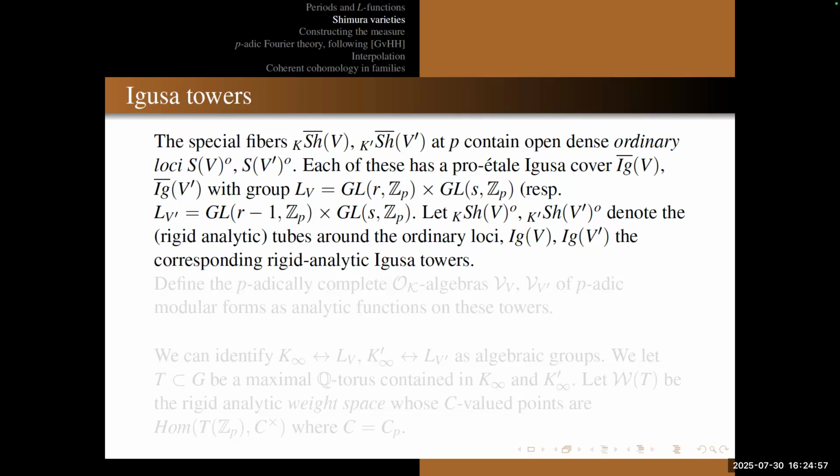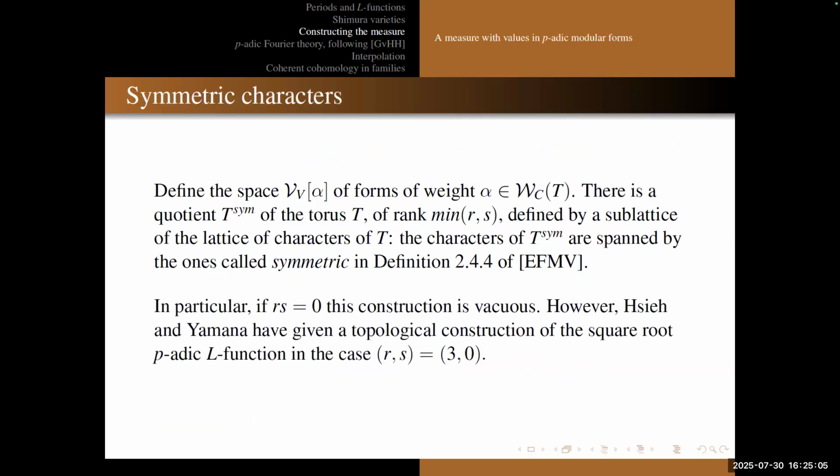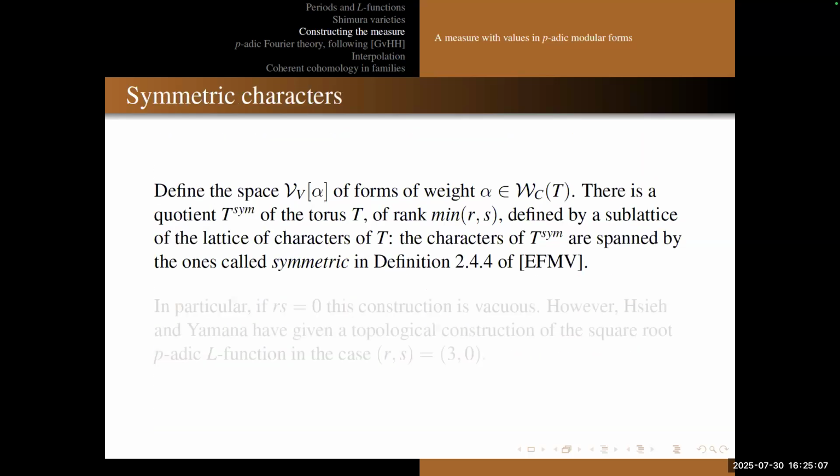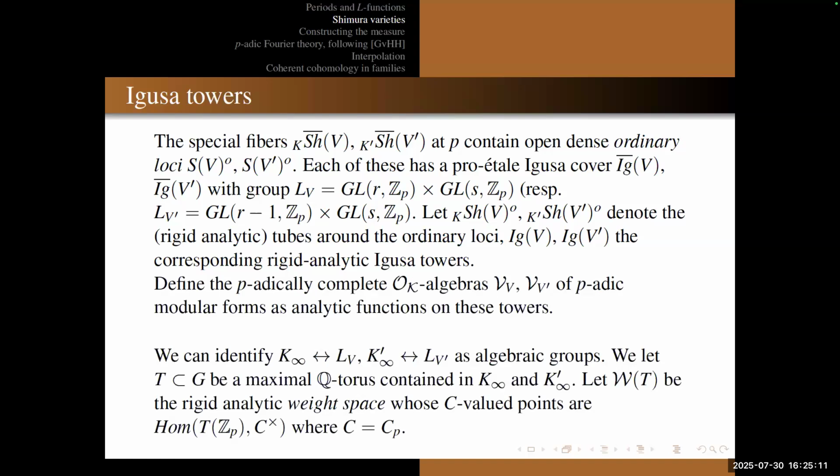And in order to find something in characteristic 0, we work on the rigid analytic Igusa towers. And the p-adic modular forms are, in the first place, just the analytic functions at the top of the tower. All right. So these are p-adically complete O-algebras.